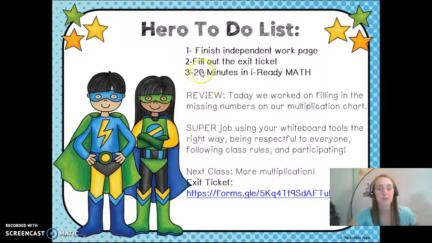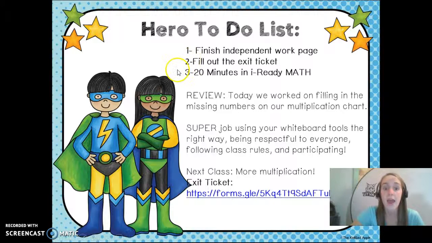Here is our hero to-do list. Finish that independent work page, fill out the exit ticket, which I will send to you in the email, and spend 20 minutes in iReady Math. Please don't forget to do iReady Math. Tomorrow's class will be more multiplication, and it will be regular.